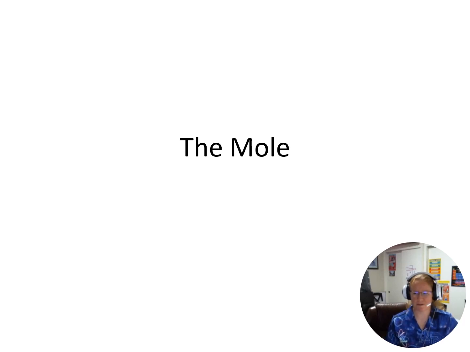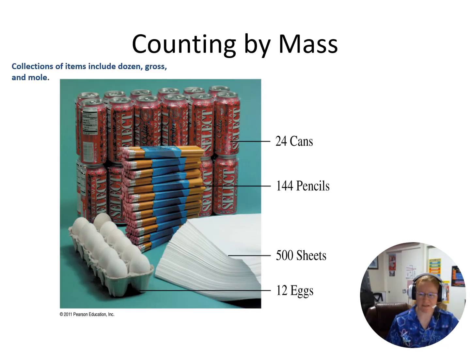Now let's move into the mole and start understanding more about how we do some of our calculations for actual chemical reactions and what exactly we're getting when we weigh out a sample of some sort of a chemical. So the first thing to understand is this concept of counting by mass.